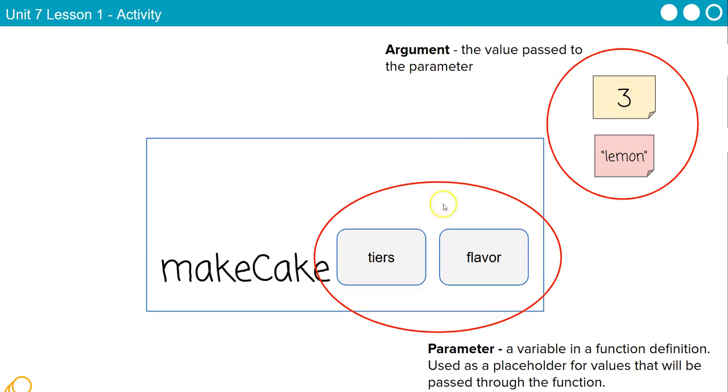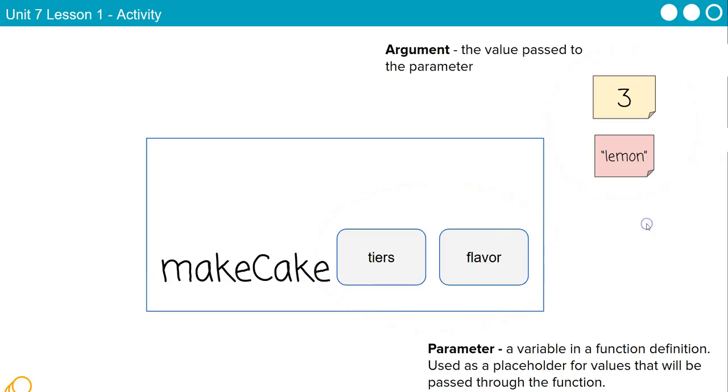So this 3 is going to go to tiers. So this argument 3 gets passed to the parameter tiers. So tiers has a value of 3. This argument, the string lemon, gets passed to this parameter flavor. So flavor now has a value of lemon.